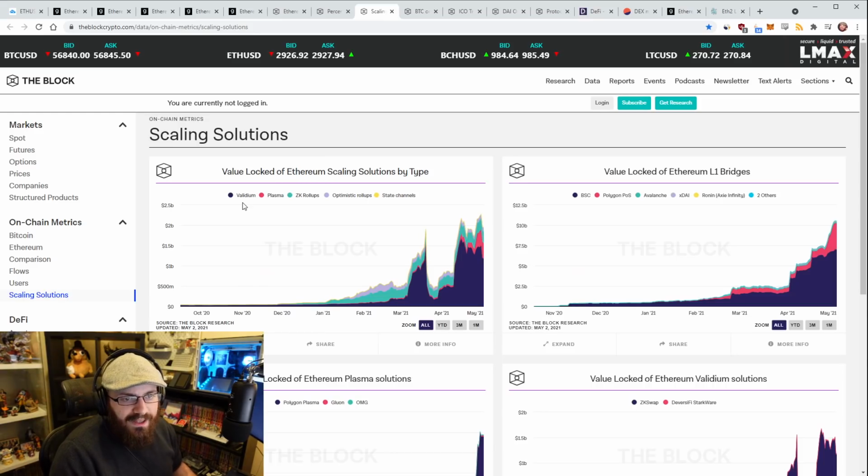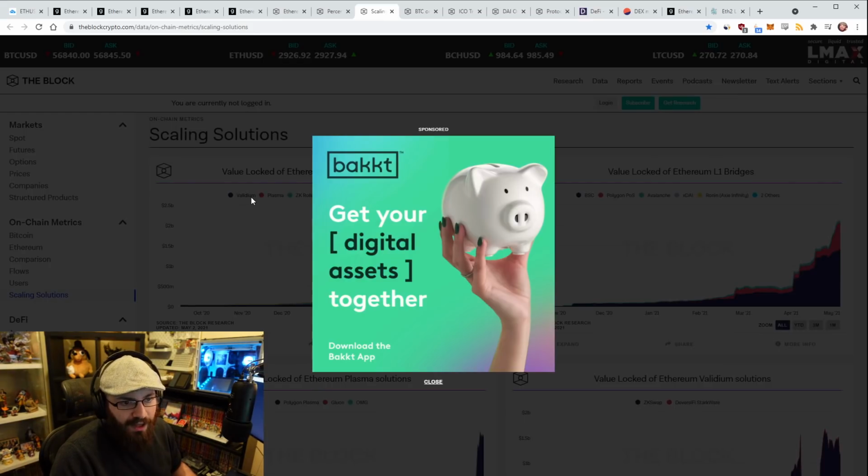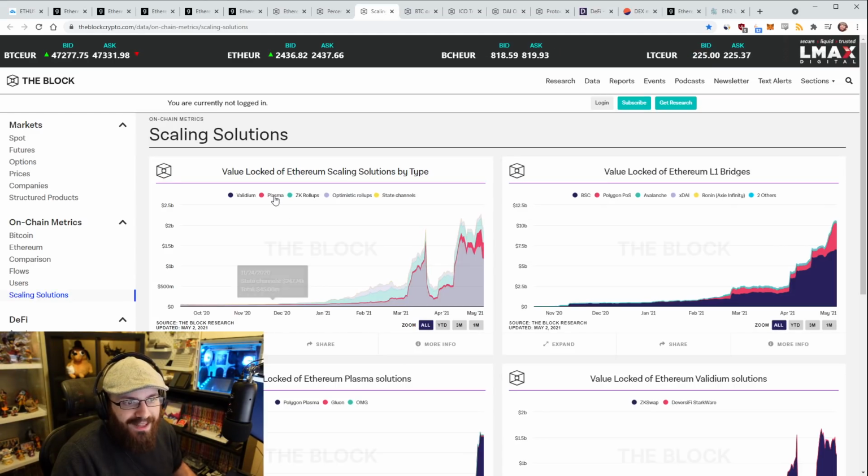So they've got Validium, which is a form of ZK rollup. They've got Plasma, which is obviously a layer 2 solution that's been around for a while. ZK rollups, optimistic rollups, and state channels. Now, this growth has been quite phenomenal lately, actually.